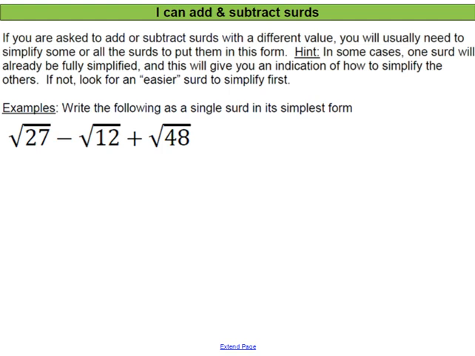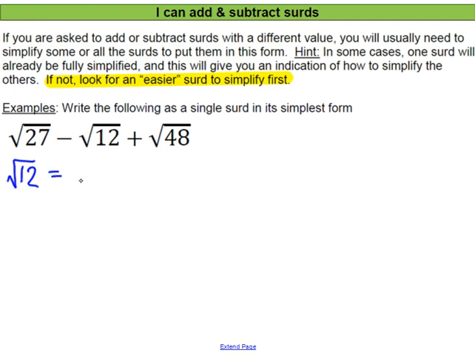Now, to make it slightly more involved here, I have root 27, I have root 12, and I have root 48. None of those are already fully simplified. So what I am looking for here is the easiest surd out of those 3 to simplify. Okay, there's no point just randomly trying to simplify them all if you can find a way that gives you a clue. So the smallest number there is root 12, so I'm going to try and simplify that first. Root 12.